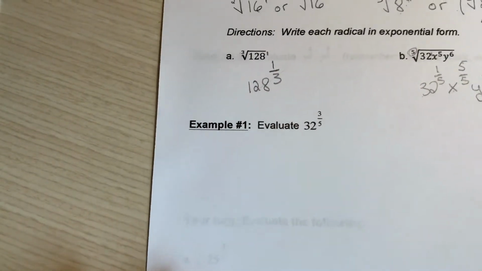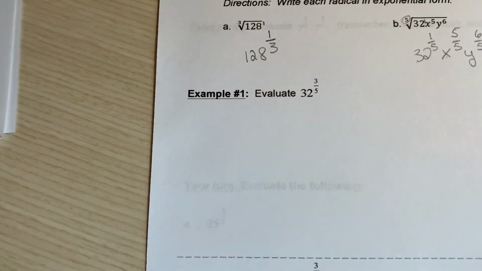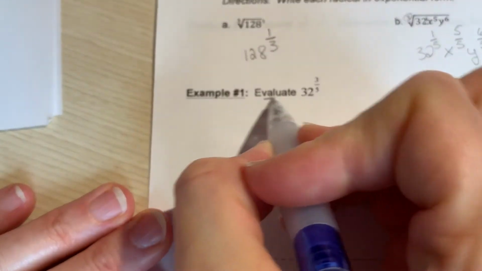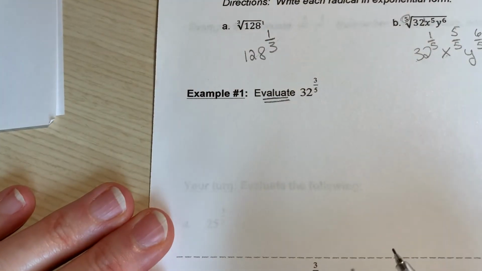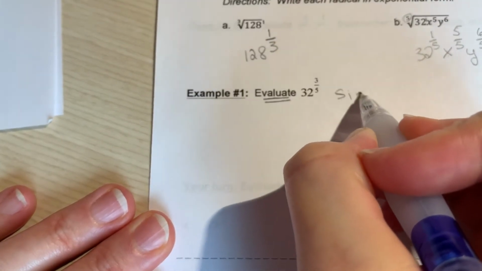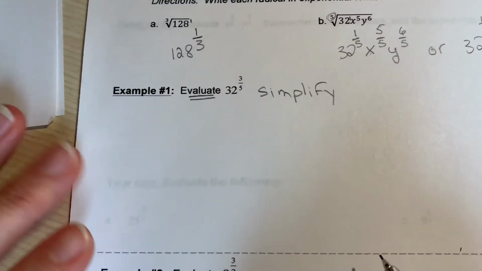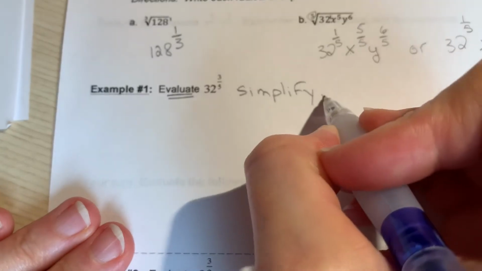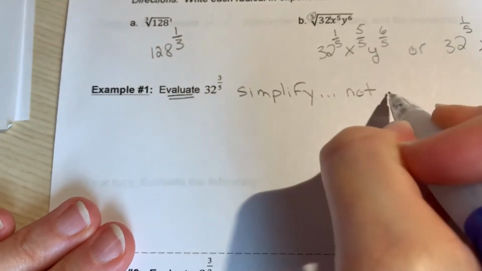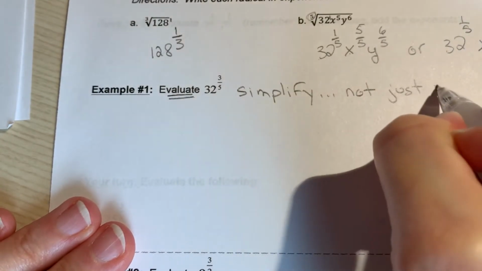All right, now let's get to what we're doing in this new lesson. So notice this says evaluate, so it is not just rewrite. I have to simplify until I can't simplify any farther. So this is simplify, not just rewrite.